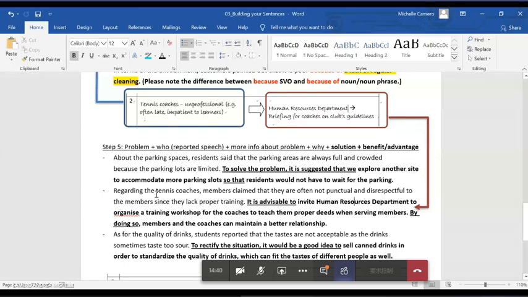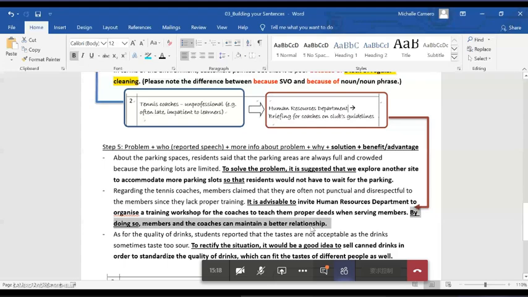Okay. Next one. Regarding the tennis coaches, members claim that they are often not punctual and disrespectful to the members since they lack proper training. It is advisable to invite human resources to organize a training workshop for the coaches to teach them proper deeds when serving members. Now, they think all of this is the solution, but quite honestly, some of it right there is also the advantage, actually. I mean, again, it depends on how much information they give you on the paper. And then they say that this is the advantage. By doing so, members and the coaches can maintain a better relationship.